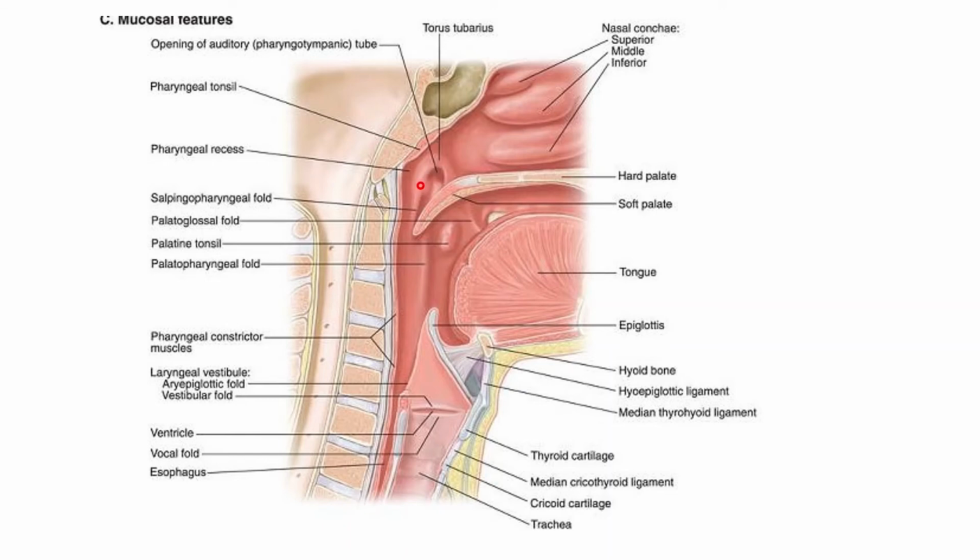As I have already told, this pharyngeal end of the auditory tube is located just below and behind the inferior concha. So this is the inferior concha. Just behind and below, about 1.2 centimeter, lies the location of the pharyngeal end of the auditory tube as seen here.